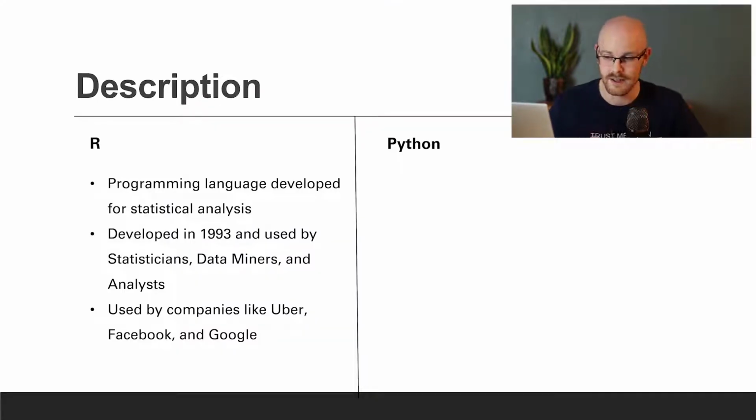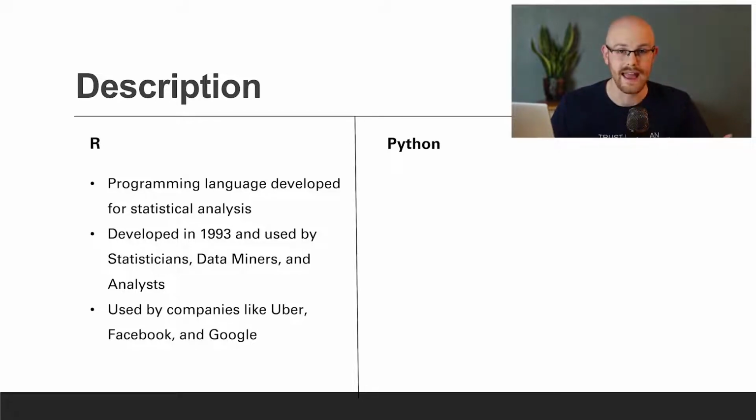Starting with R, R is a programming language developed for statistical analysis. And the people who mostly used it for a long time were statisticians. And just recently, within the past 5-10 years, has really been used for data science and data analysis and visualizations and all of those things. It was developed in 1993. Again, like I just said, primarily for statisticians, data miners, and analysts.